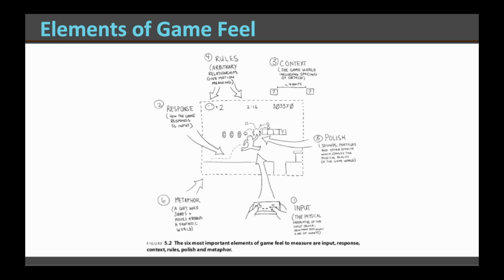The metaphor that you're playing with, the response that the machine makes to your inputs, the rules that govern the game world, mechanics, systems, dynamics, etc. We have the context. So what are these little blocks? What do they mean? What do we know about them? The polish, how well does the jump look and feel, and then we have input, which is the input scheme. You press B, Mario jumps.